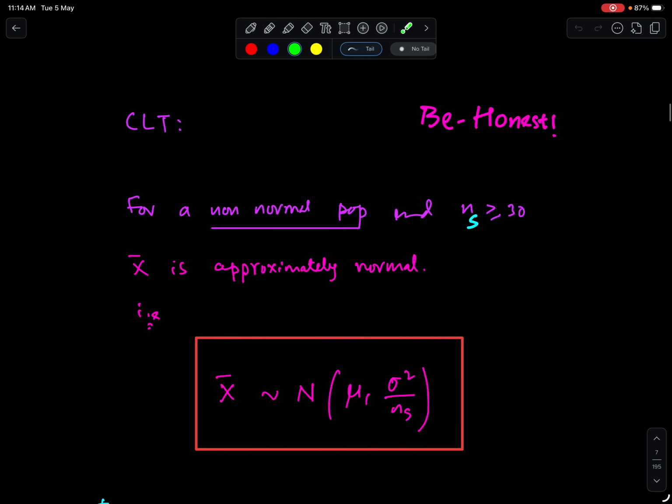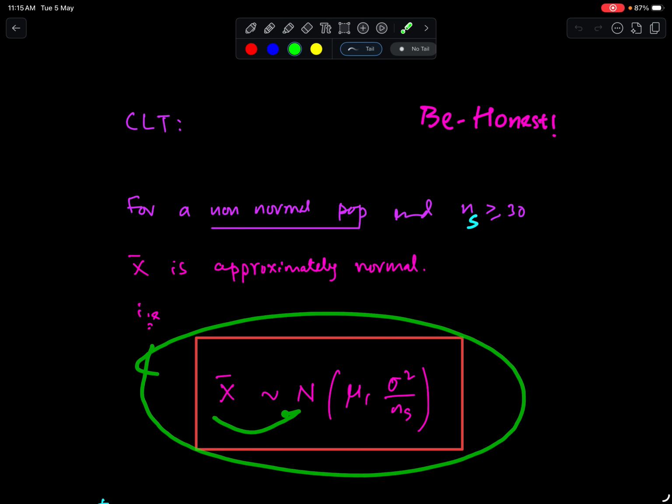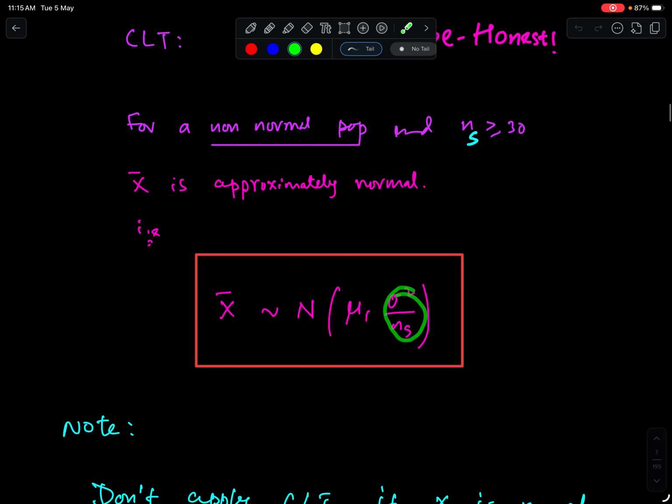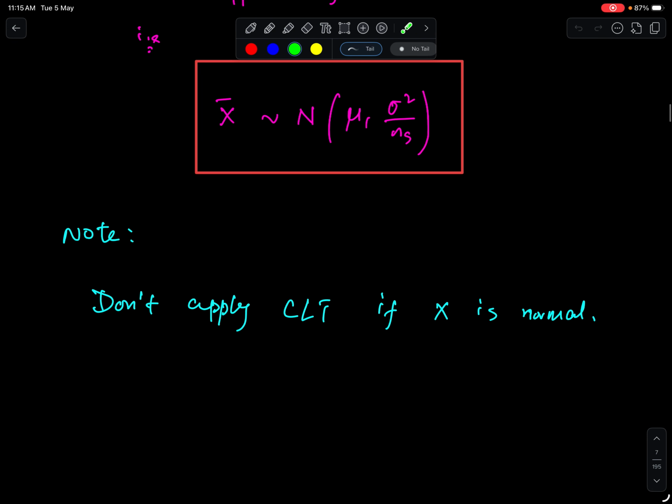Now CLT. CLT is applied for non-normal populations and sample size greater than or equal to 30. So if samples are taken from a non-normal population and for large sample size, say n is greater than or equal to 30, according to CLT, x bar is approximately normal with mean mu, variance sigma square over n. Don't apply CLT if the population is normal.